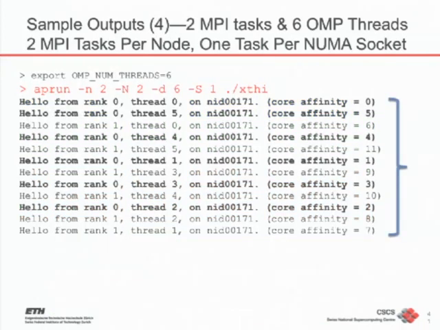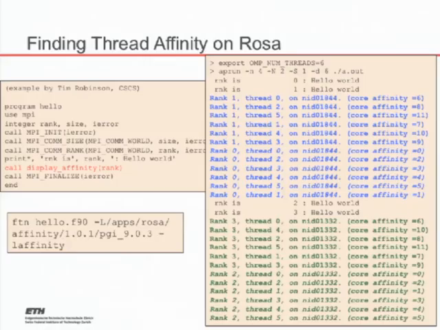And then 1 task per NUMA socket with 2 per node. The same thing could be done on the Rosa machine. So this example, very simple, MPI init and then just display the affinity, gives you this output.